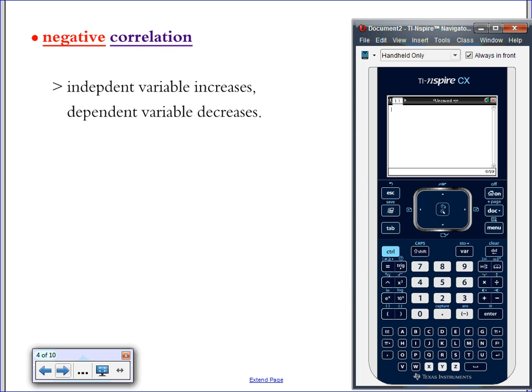Negative correlation would be that as your independent variable increases, your dependent variable decreases. So the y values are low when the x values are high, right? If you look at this point right here, it's going to have a high x value because it's all the way over here, but it's going to have a low y value because it's only this far up.